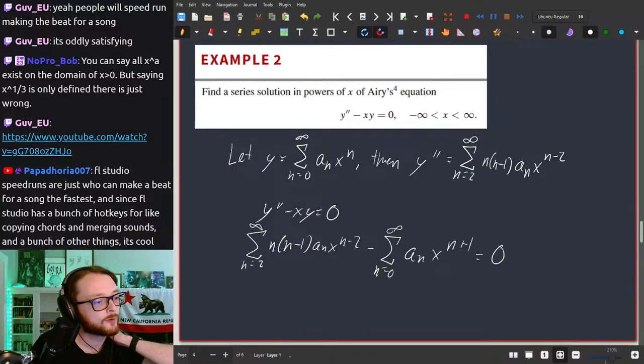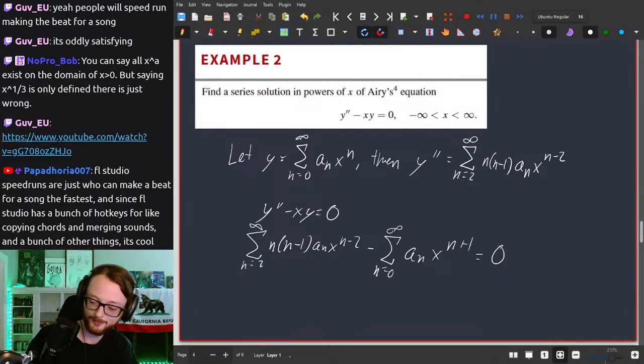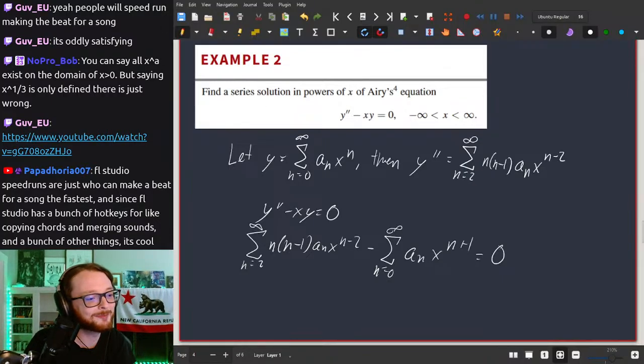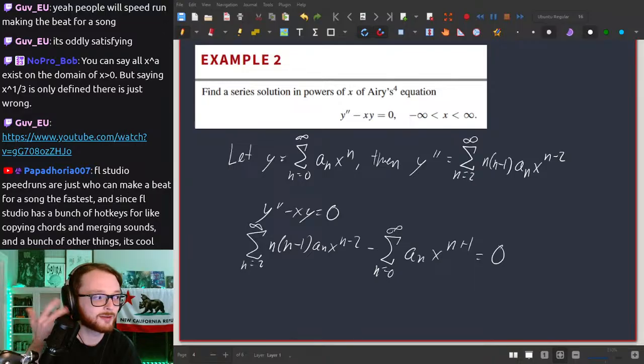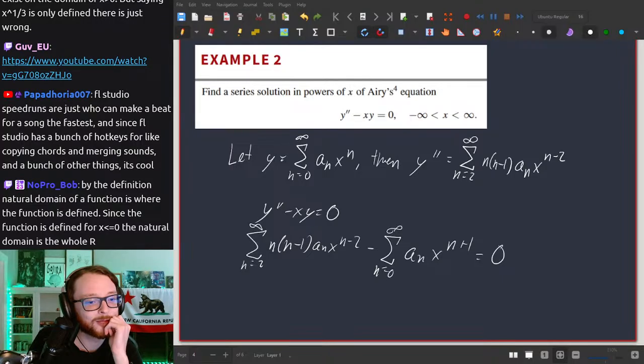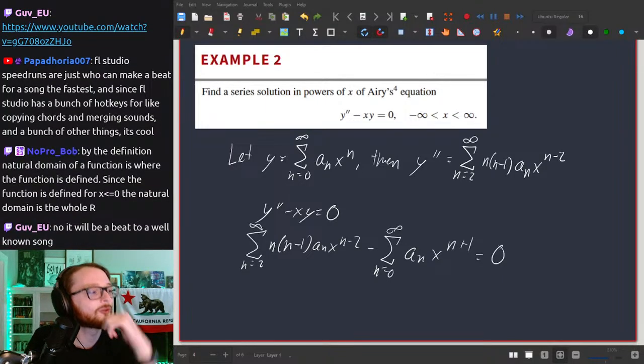FL Studio speedruns are just who can make a beat for a song the fastest. Since FL Studio has a bunch of hotkeys for copying chords and merging sounds and a bunch of other things, it's cool. Like, what? Can you just make a really crappy beat though? How do you define what a beat is? I could just say that's a beat. Just put it on loop. 17 seconds. All right, we can watch this. A beat. Oh, like an existing beat.